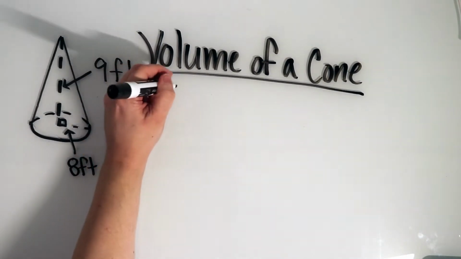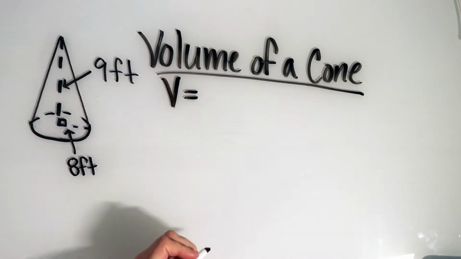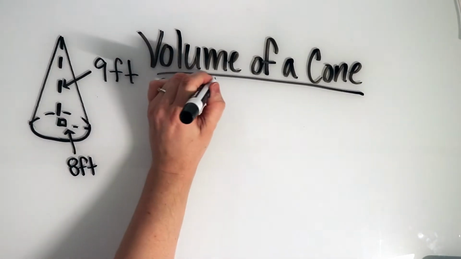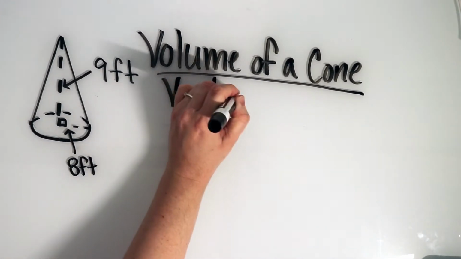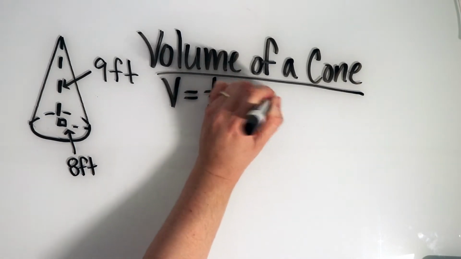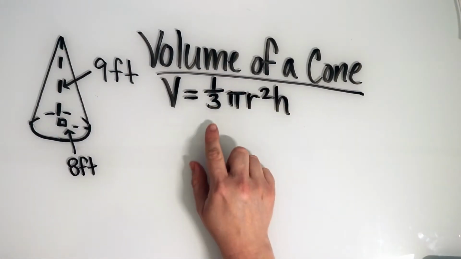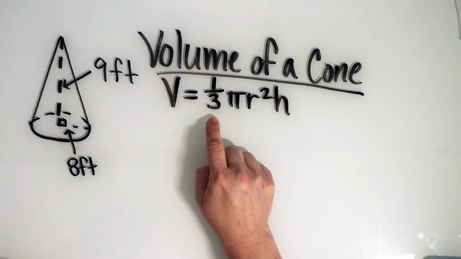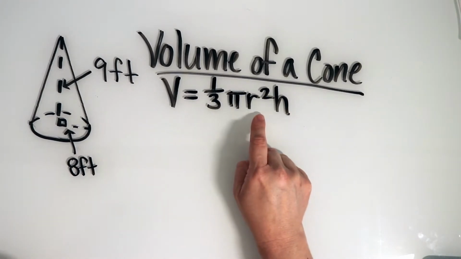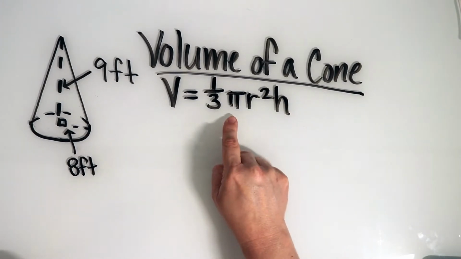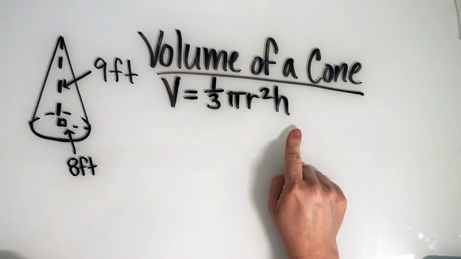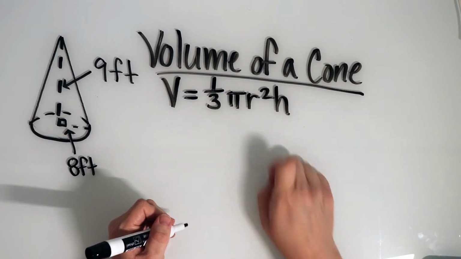So I'm going to plug that into the formula to calculate the volume. The formula is 1/3 pi r squared h. So what that means is you're taking 1/3 of pi r squared h. So 1/3 times pi times r squared times h, which is the height, okay? And r is the radius.